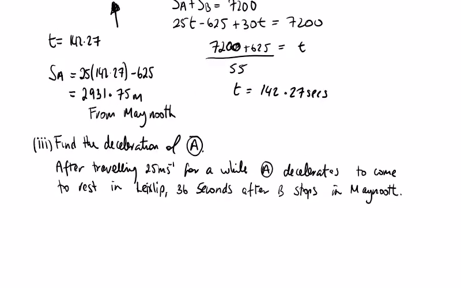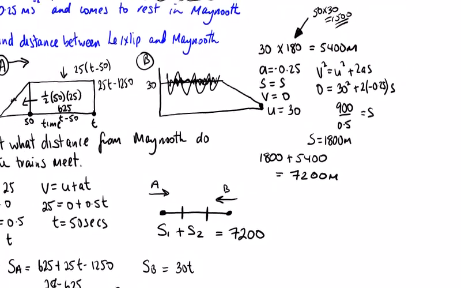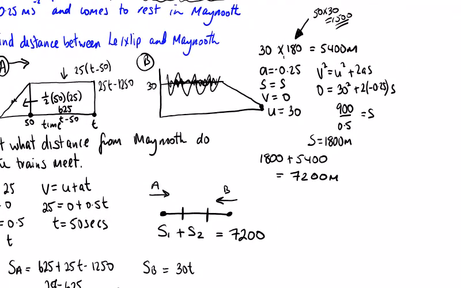Part 3 of this question, you're told that after traveling 25 meters per second for a while, A decelerates to come to rest in Leek Slip 36 seconds after B stops in Minute. So we need to know how long it takes B to get there. So B traveled for 180 seconds and then started decelerating. And the deceleration was 0.25. So it was traveling at 30. It decelerated at 0.25.